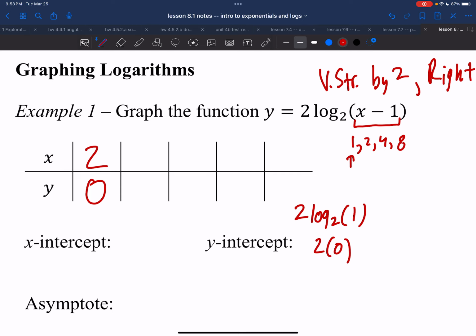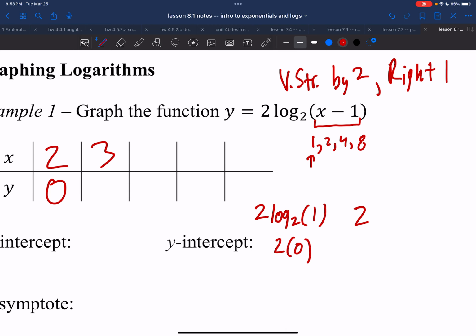Okay. Then the next point is 2. So what would I plug in for x? What minus 1 is 2? 3. So if I plug in 3, then I get 2 log base 2 of 3 minus 1, which is 2. Okay, well, what power do you put on 2? 2 to what power is 2? The answer is 1. So that's 2 times 1, which is 2. And we're just continuing in this fashion.